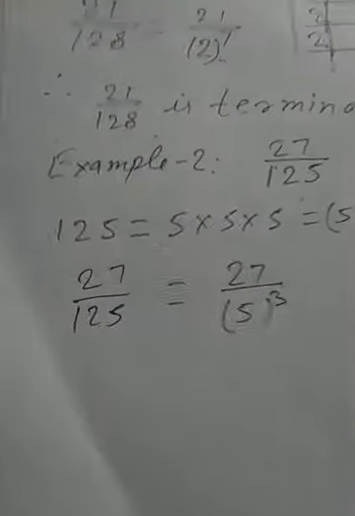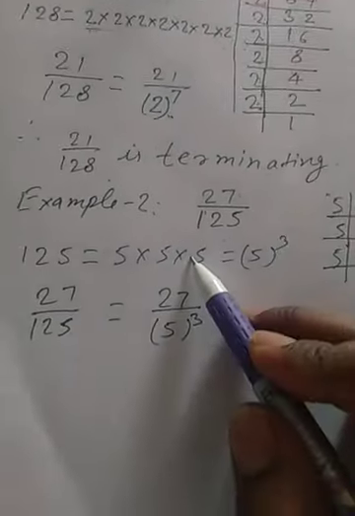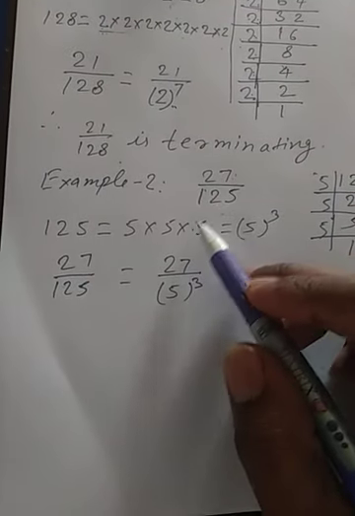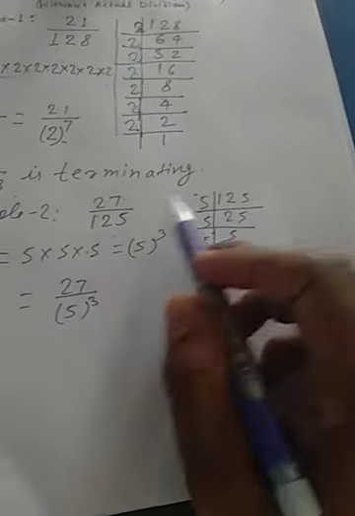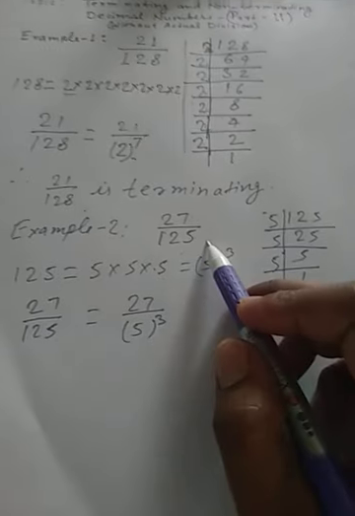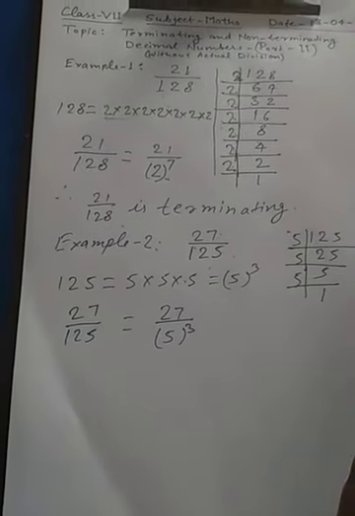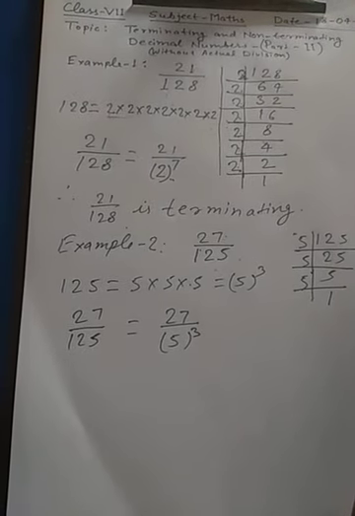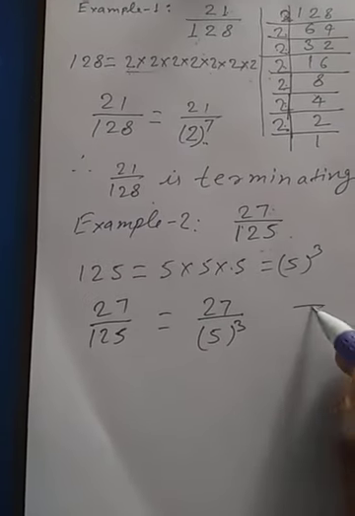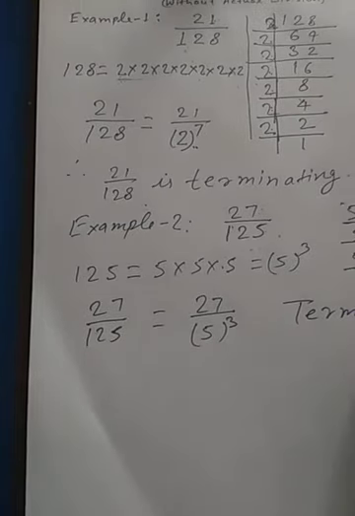Here you can see only 5s are there in the prime factorization of 125, that is the denominator. It means the denominator has nothing other than 5 in its prime factorization. So it is also a terminating number.